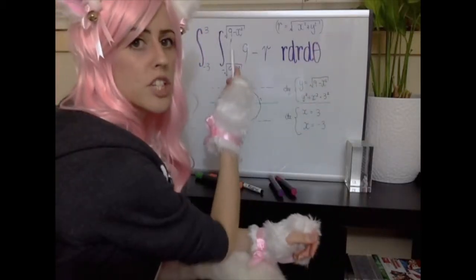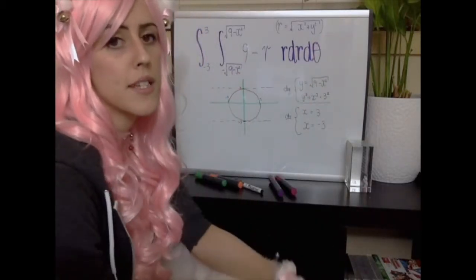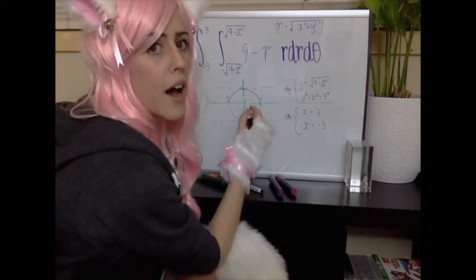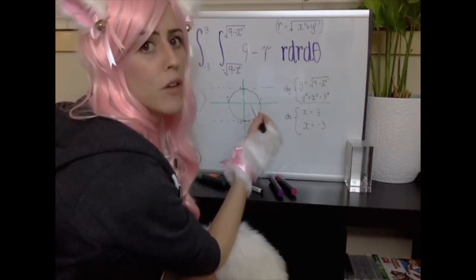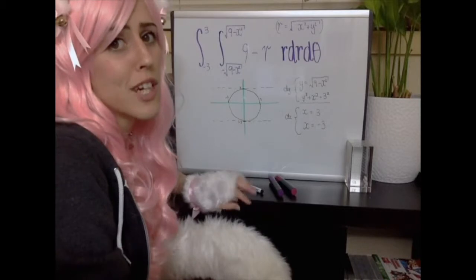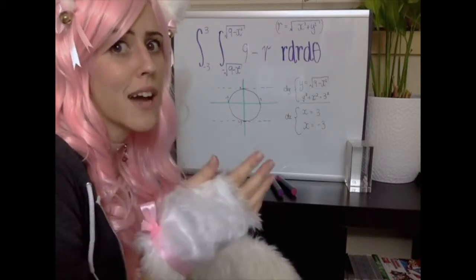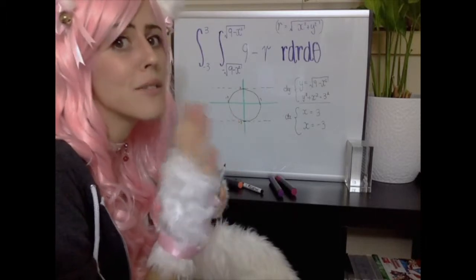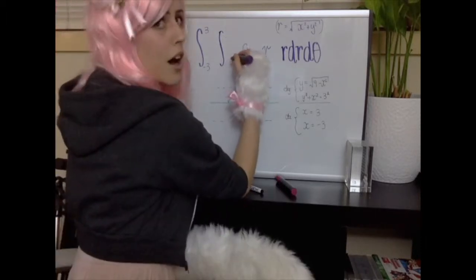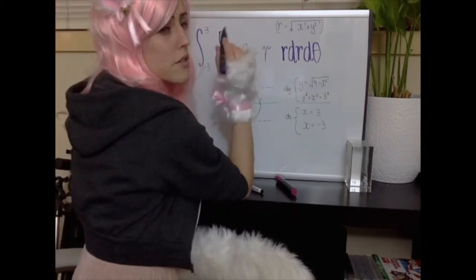We need to change our limits, express them in terms of r, where r is the distance from the origin. When you look at our graph, it's starting at 0. It can't go past 3 because our limits of integration, r was 3. So we're going to go from 0 to 3.